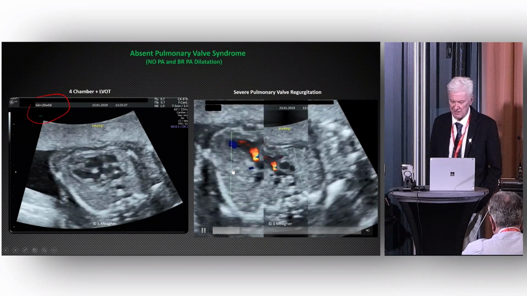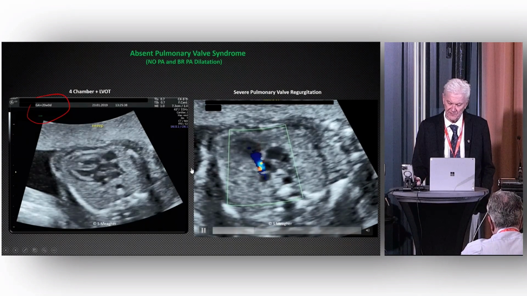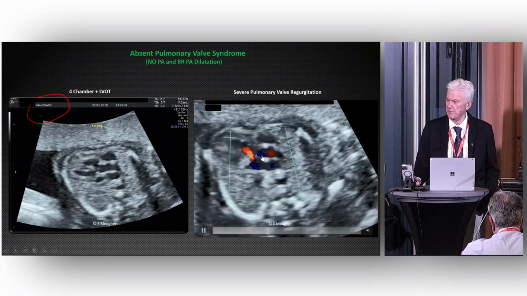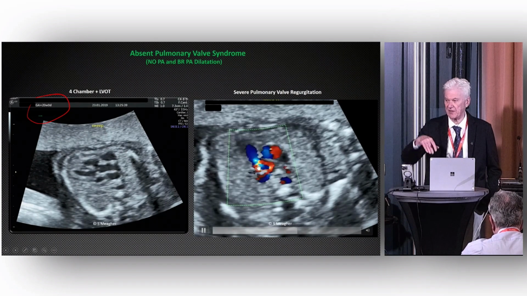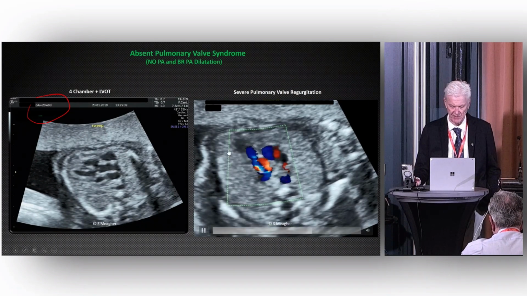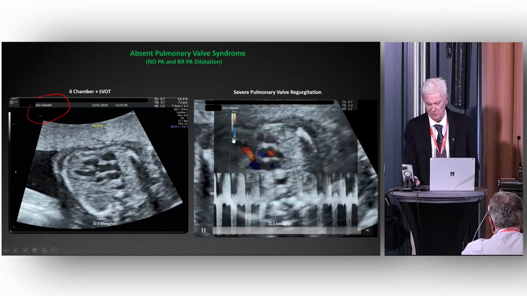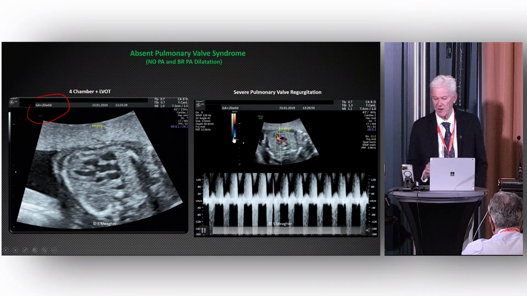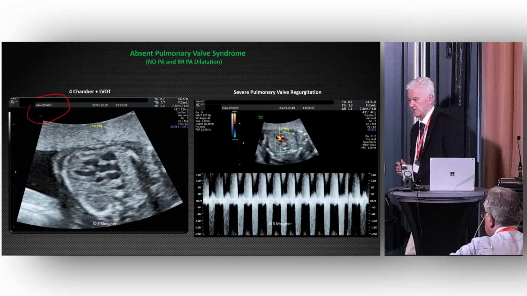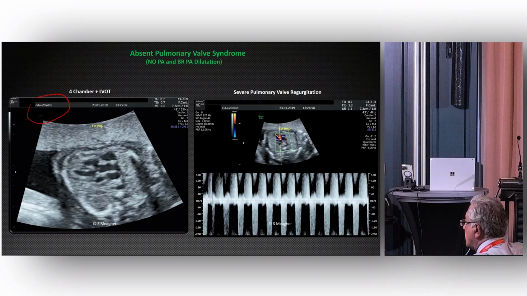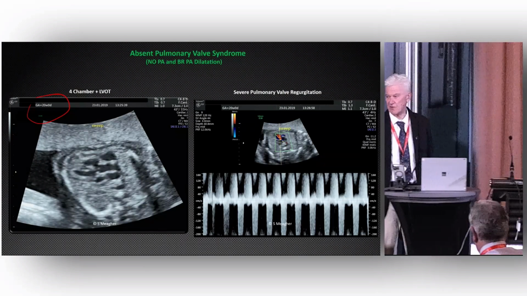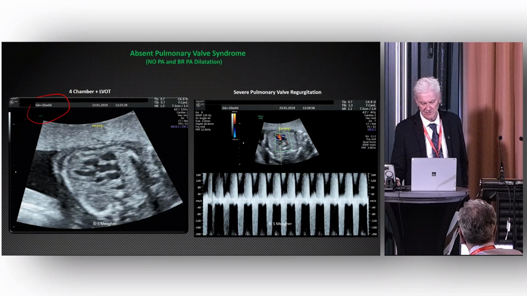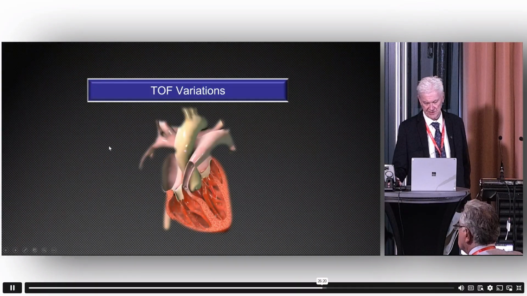As you see the color magnified, you see the volume of regurgitant pulmonary valve regurgitation equals the forward flow. When you Doppler that, you see the equal volume of bidirectional flow of absent pulmonary valve syndrome. So this is the Doppler appearance of how it looks. This, in a sense, would carry a better prognosis when compared to the absent pulmonary valve syndrome with the gross dilatation. But these are a small proportion in terms of what has been published in the world literature.